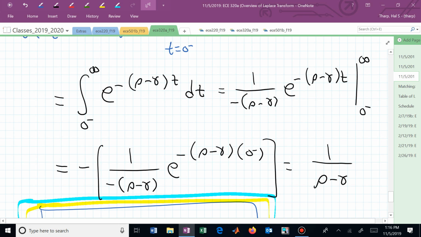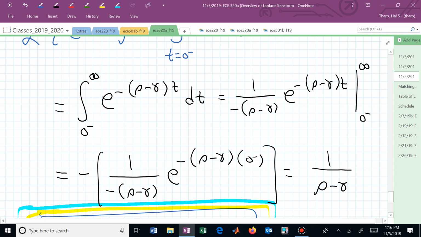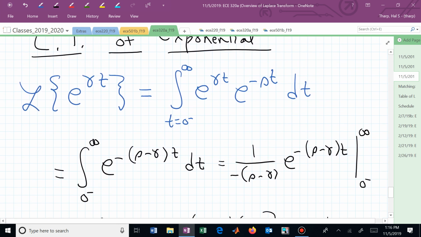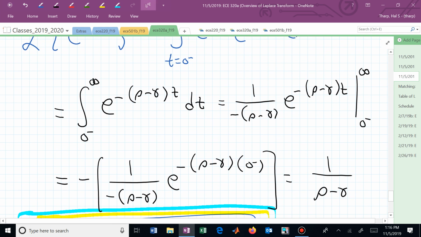The upper limit goes away. Evaluated at 0 minus, we have 1. And we had a minus of a minus, which allows us now to end up with 1 over s minus gamma. And remember, we started with e to the gamma t, not e to the minus gamma t. We just had e to the gamma t.